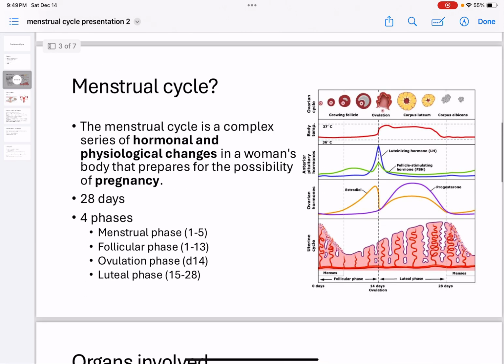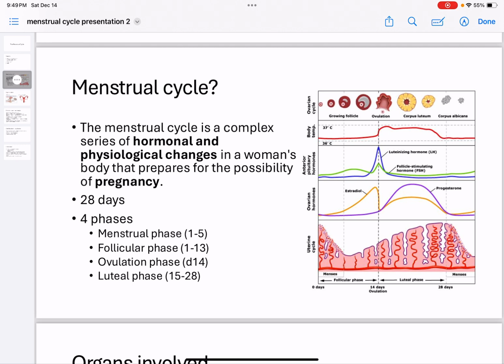Okay, so first of all, what is the menstrual cycle? Here is a definition that I found online. Is it okay if you read it for me? Yep.